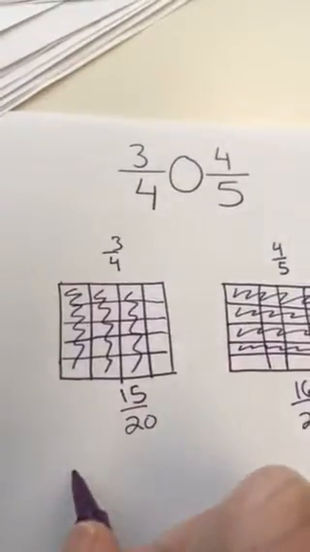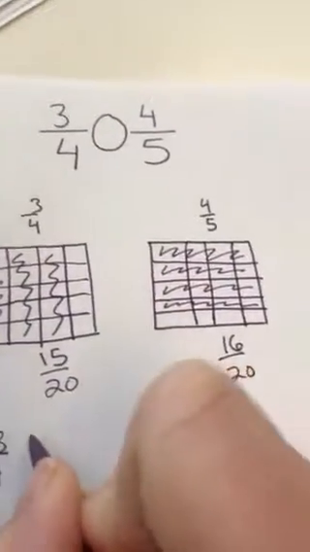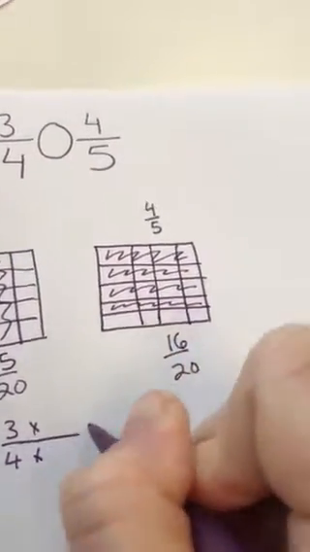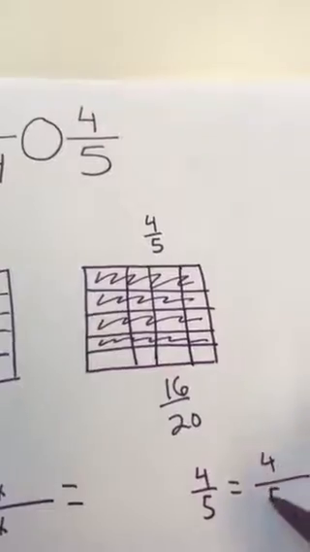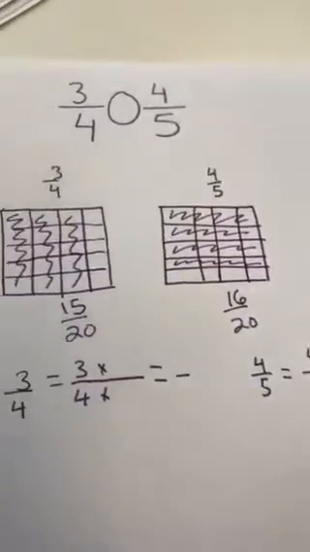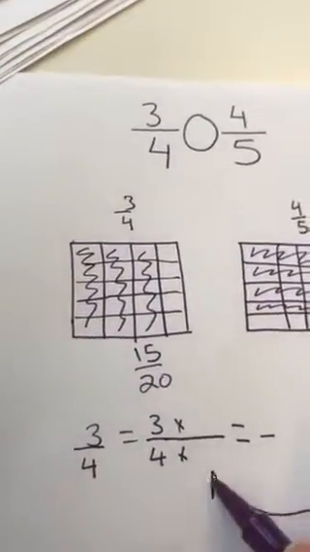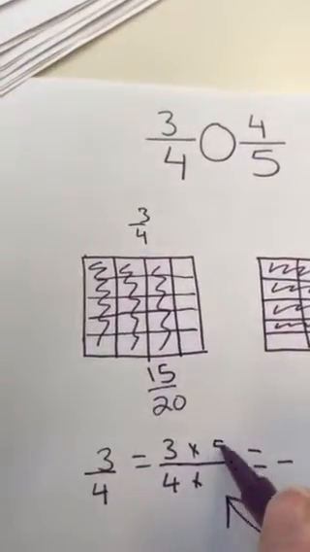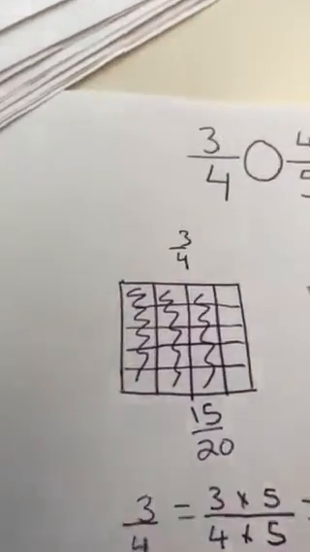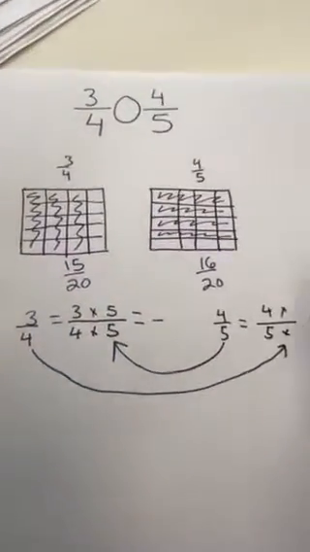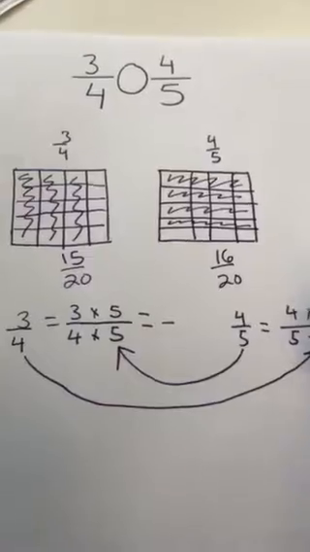So we have 3/4 equals 3/4 times something, and we're going to have 4/5 equals 4/5 times something. What we're actually doing is taking the opposite denominator and multiplying the first fraction by the opposite denominator. So we're going to multiply 3/4 by 5/5, and we're going to multiply the opposite denominator times the 4/5. So we're doing 4/5 times 4/4.